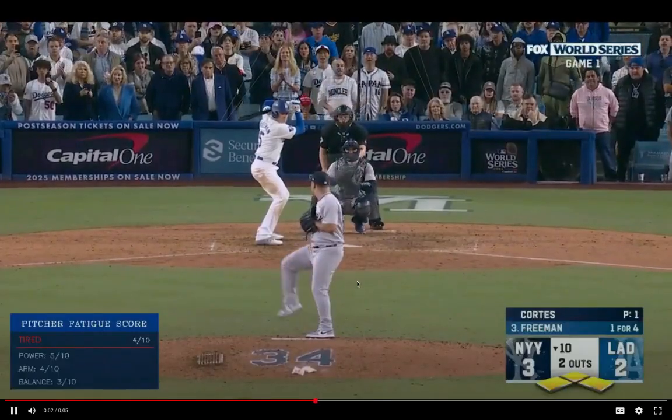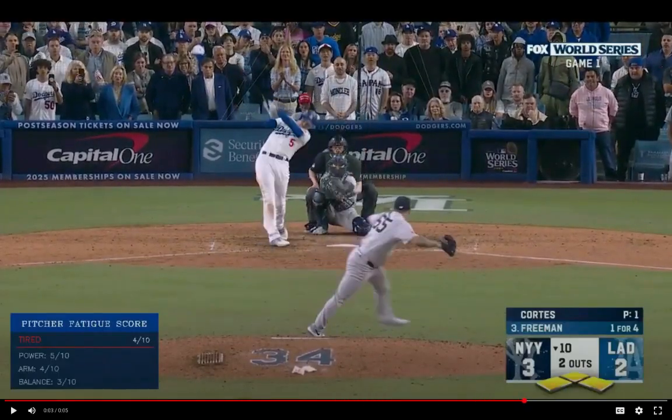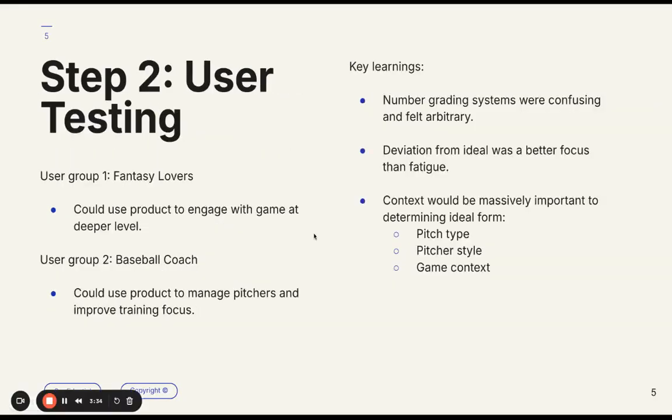So you can see in the bottom left my pitcher fatigue score, which graded this Nestor pitch as tired. His power was low and his balance was poor, and this led to a Freddie Freeman home run, not surprising. So let's go ahead and see what users would say about this.